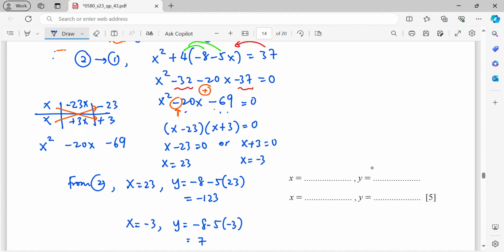So now just write down your final answers over here in the provided space. So x is 23, my y is -123, and when x is -3, my y is 7. So this is the solution of this part.